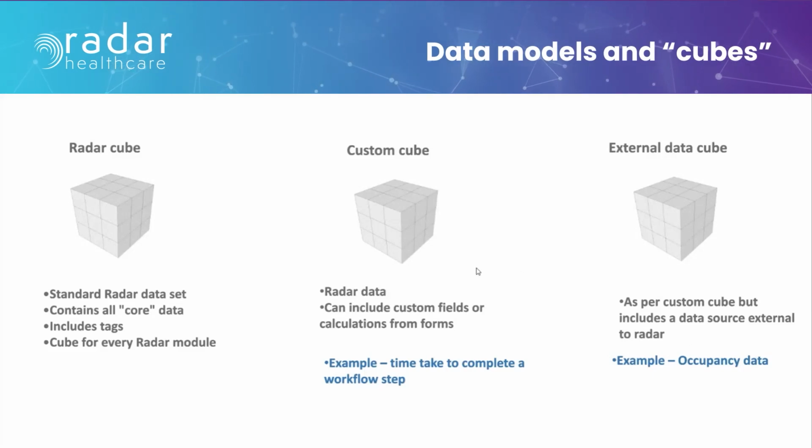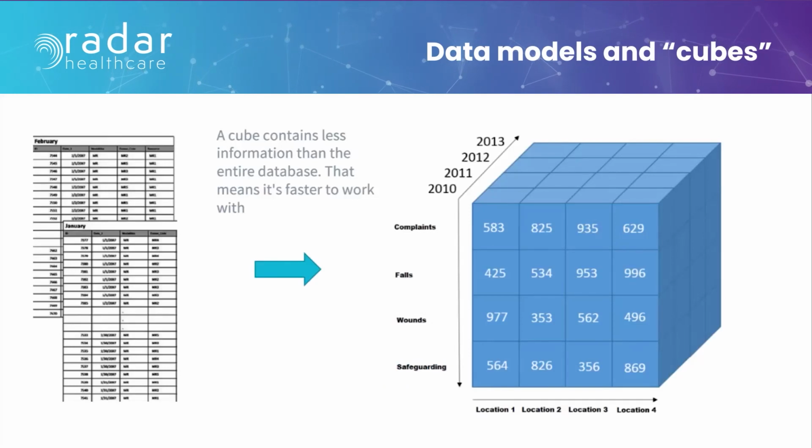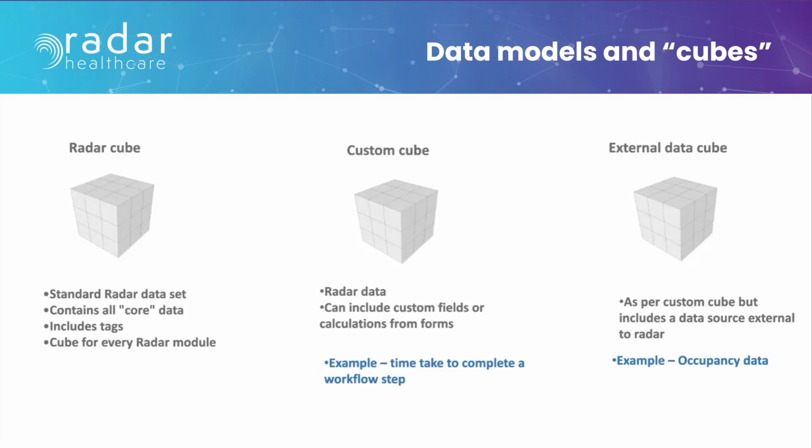This is basically where you can configure this. You can come to us and say, right, okay, what I would like is all the normal Radar fields, but in addition, I would like to pick out some particular fields from within a form, or perhaps you want some custom calculations in there as well. So for example, one of your processes might be step 2 of a workflow to step 3 of a workflow. As standard, that doesn't exist in Radar's cube, so you would add that to your custom cube as a calculation.